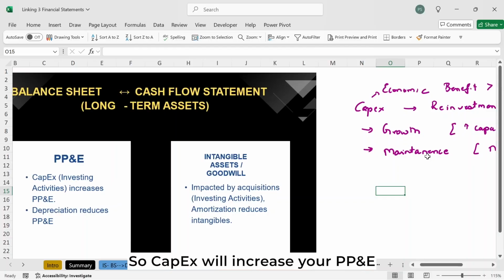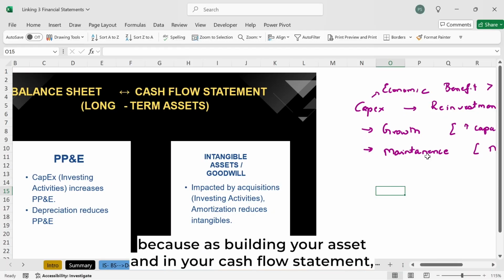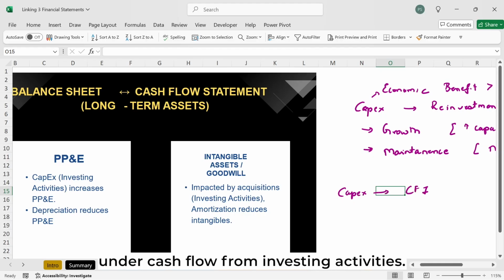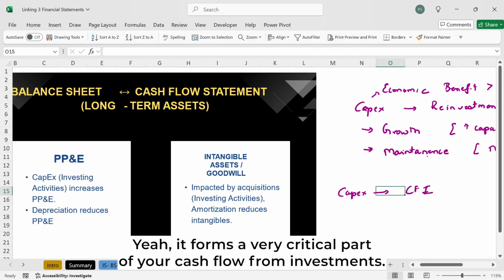So capex will increase your PP&E because it's building your asset, and in your cash flow statement you will see capex appearing under cash flow from investing activity. It forms a very critical part of your cash flow from investments.